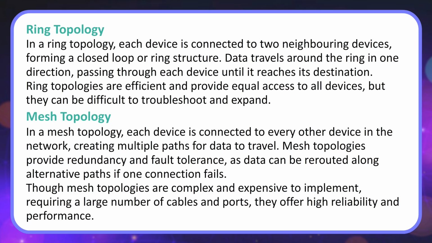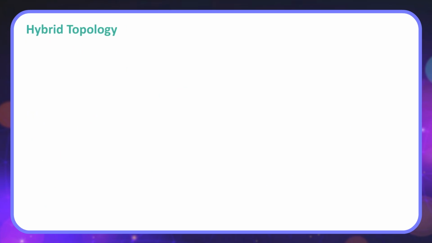Mesh topology. In a mesh topology, each device is connected to every other device in the network, creating multiple paths for data to travel. Mesh topologies provide redundancy and fault tolerance, as data can be rerouted along alternative paths if one connection fails. Though mesh topologies are complex and expensive to implement, requiring a large number of cables and ports, they offer high reliability and performance.